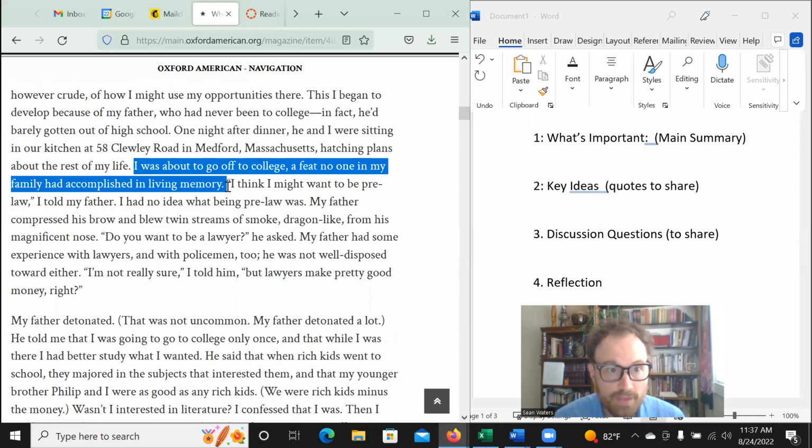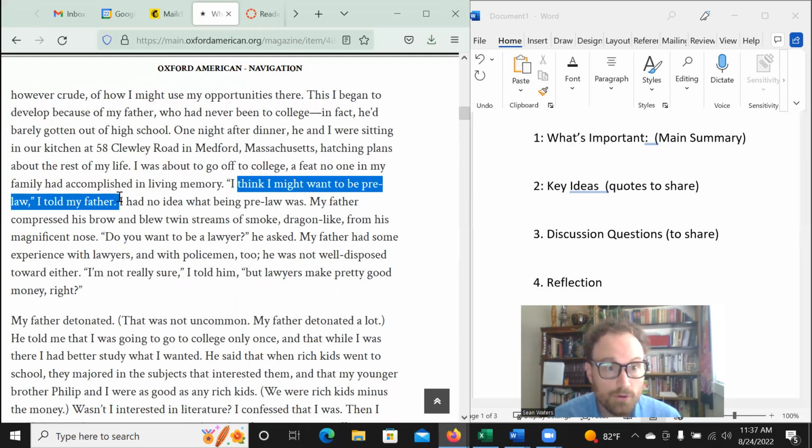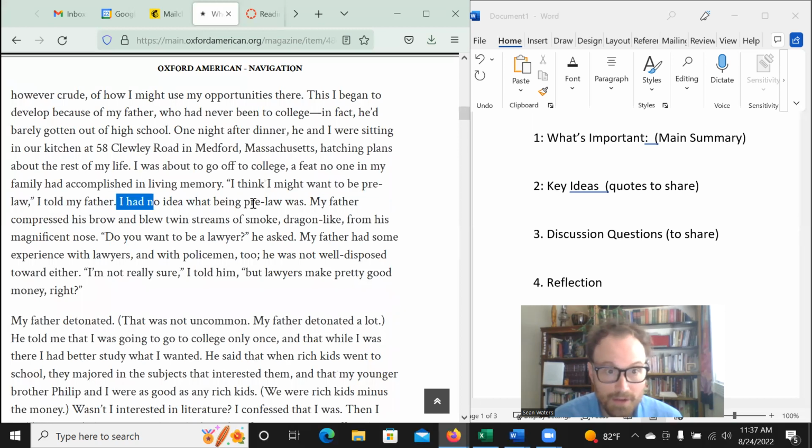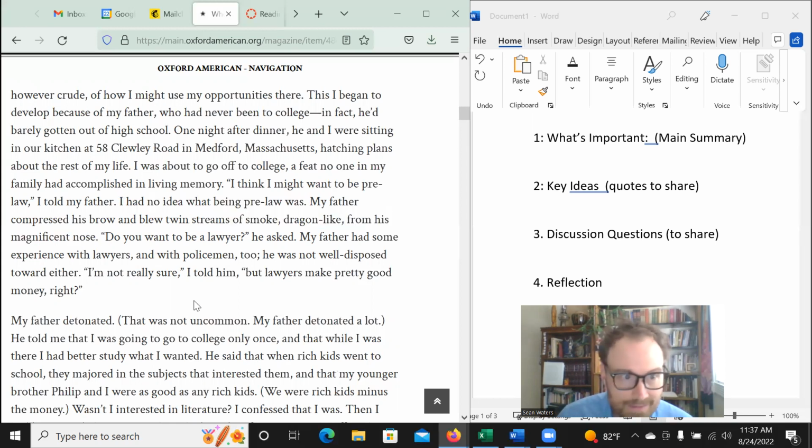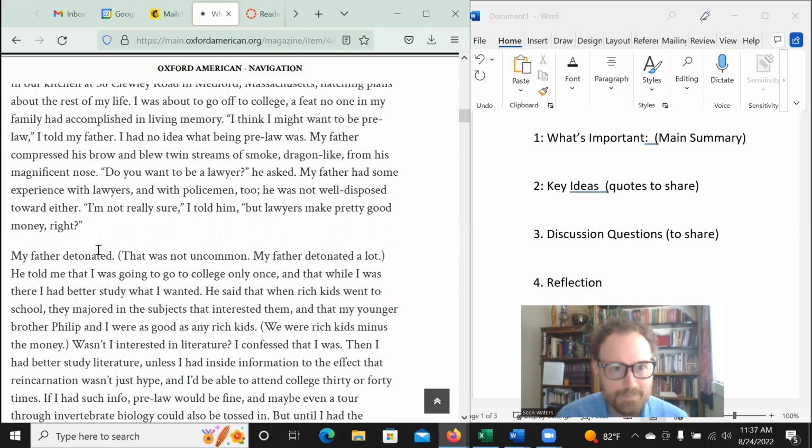No one in my family had completed college in living memory. I think I want to do pre-law, I told my father. I had no idea what pre-law was. My father compressed his brow and blew twin streams of smoke dragon-like from his magnificent nose. Do you want to be a lawyer? he asked. My father had some experiences with lawyers, policemen too. He was not well disposed towards either. Not really sure, I told him, but lawyers make pretty good money, right?